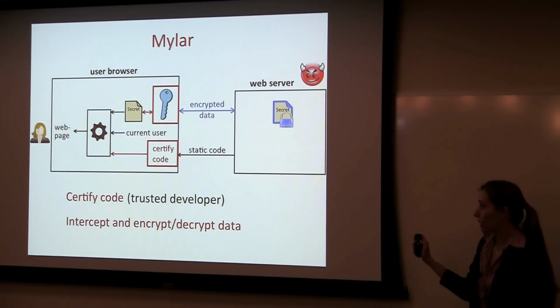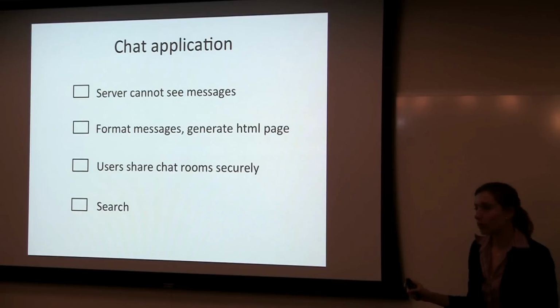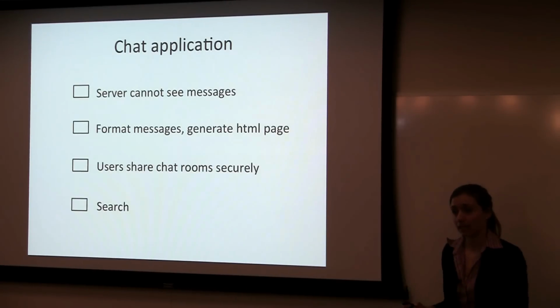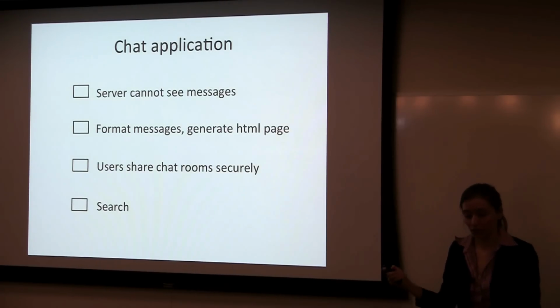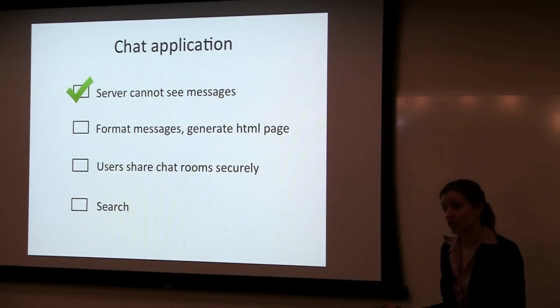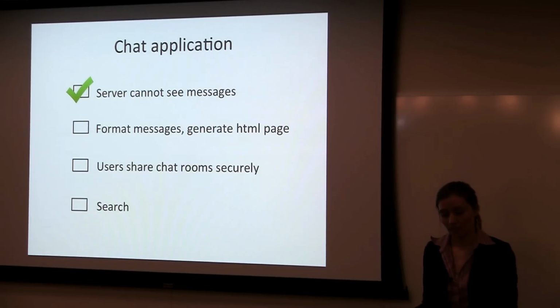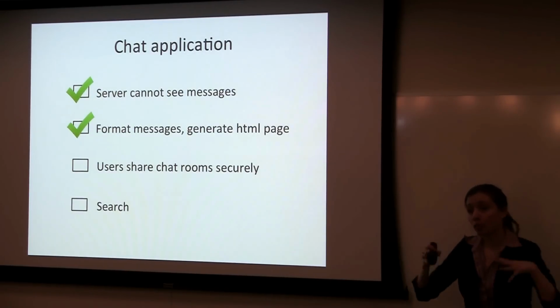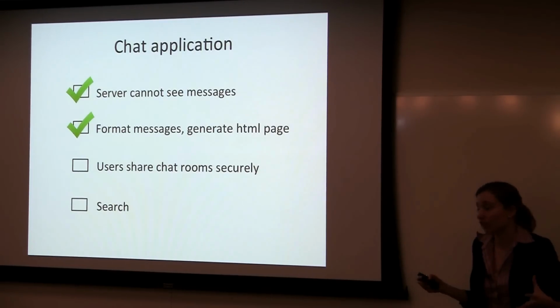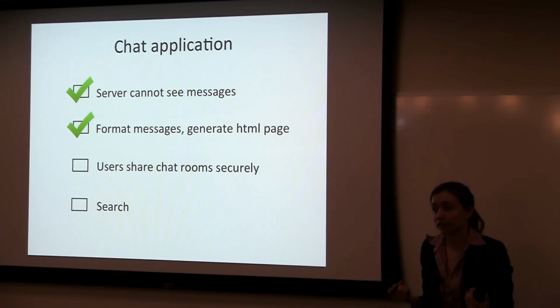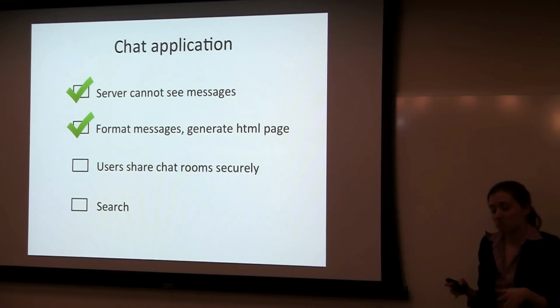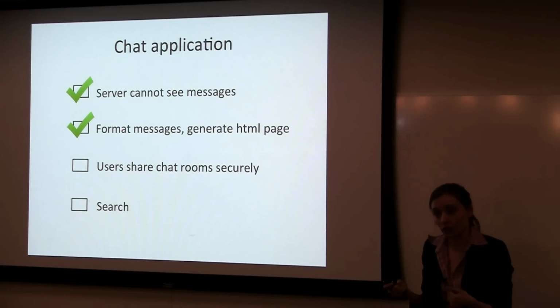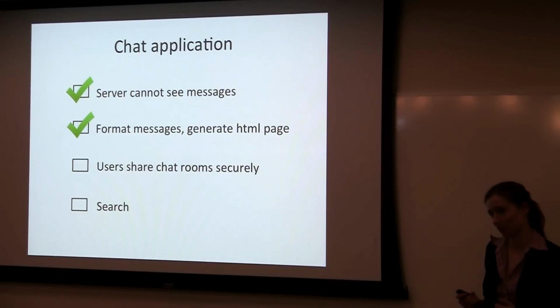Okay, so by just doing these simple steps, we already accomplished a few things in our chat application. First, the server cannot see the messages because they are encrypted at the server. Second, since it's a client-side framework and you can do some computation in the client's browser, you can do simple things such as formatting messages and generating the HTML page. All of these don't take a lot of time or resources for the client, but they would be really hard to do under encryption.